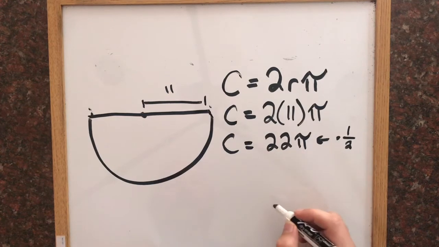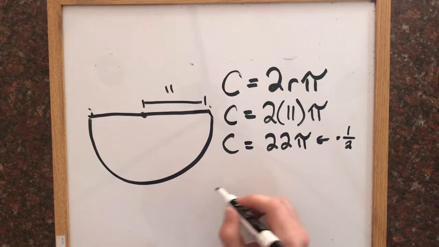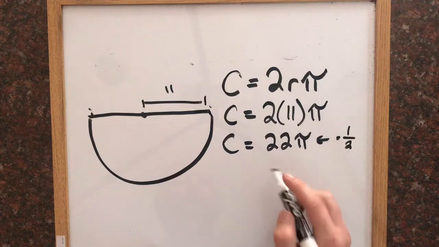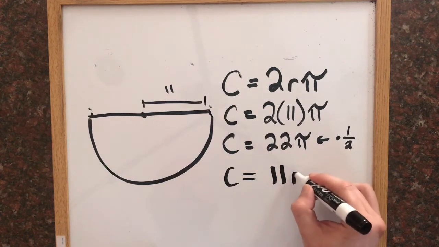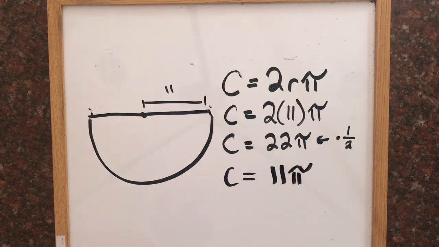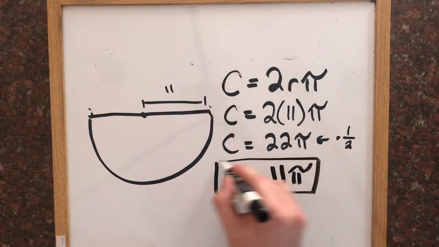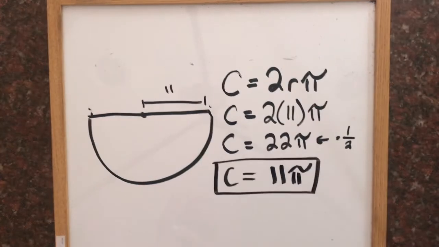All right, so since this is a semicircle, we have 22 pi. We're going to multiply it by 1/2. Okay, 22 times 1/2 is the same thing as 22 divided by 2. So the circumference of the arc is 11 pi. And that is your final answer. If you plug it in just like this, it's going to be correct. All right, that's the first example.